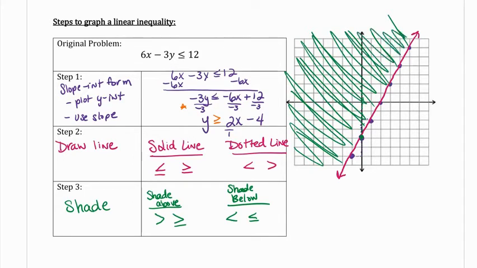And your shading doesn't have to be perfect. Just make sure it fills up that whole side of the graph, okay, above the line. If it was below, it would be over here. Since we're doing up the line, we're going to go up the y-axis, okay? So same as what we did last week, except now you have to decide, is the line solid or dotted, and do I have to shade above or shade below?